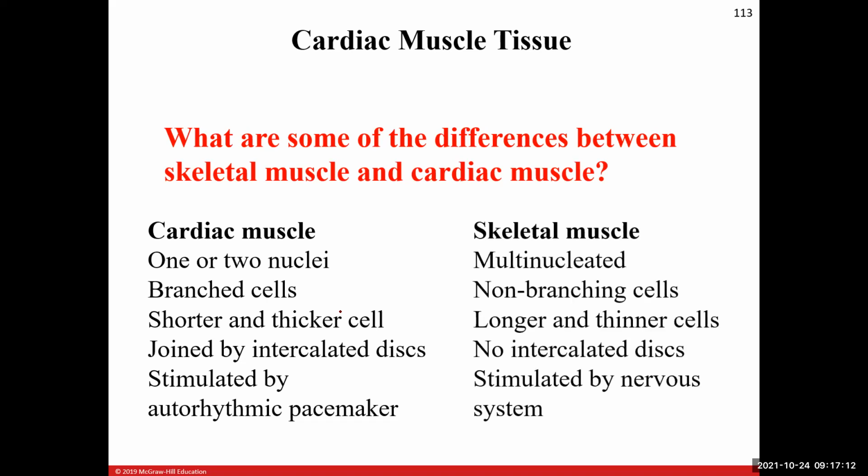Whereas the skeletal muscle tissue can be multinucleated. Well, it's not that they can, they are multinucleated. They're long, cylindrical, non-branching cells, no intercalated discs. And skeletal muscle tissue will be stimulated by the nervous system, our somatic nervous system.